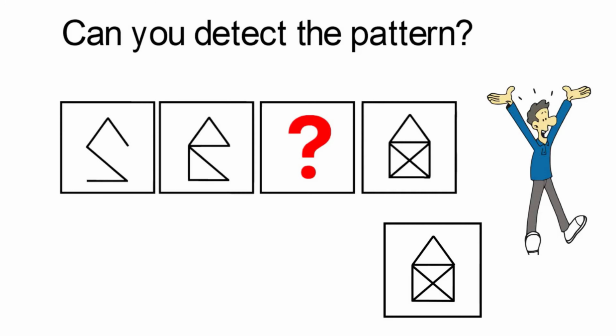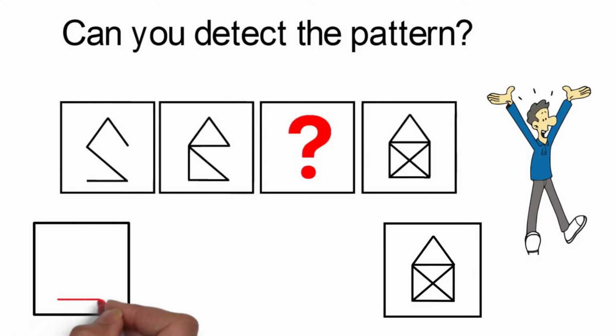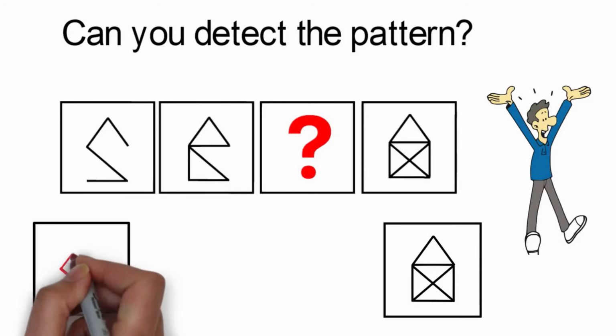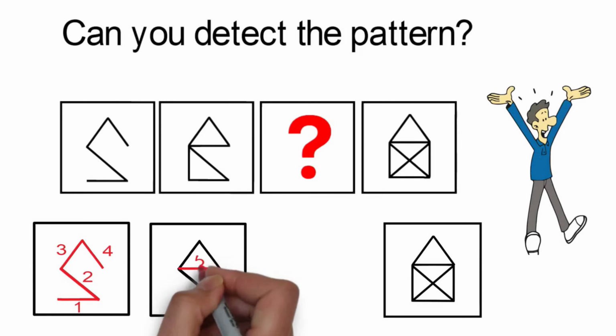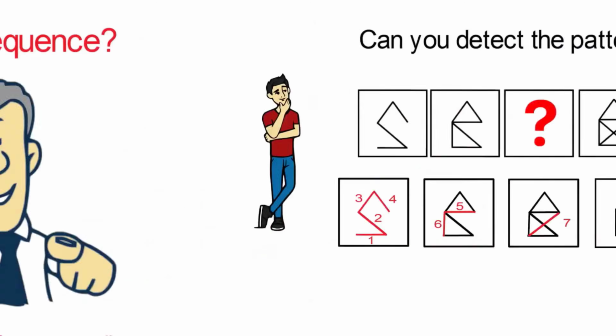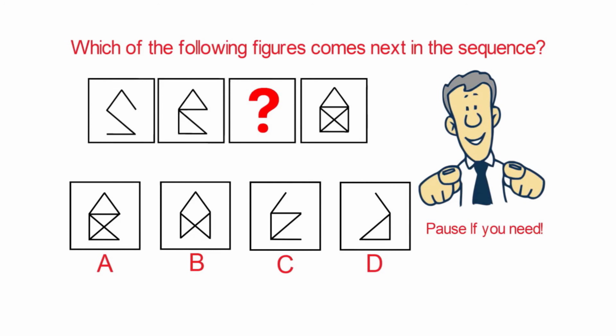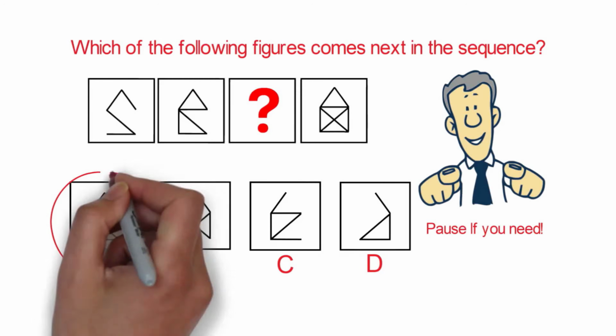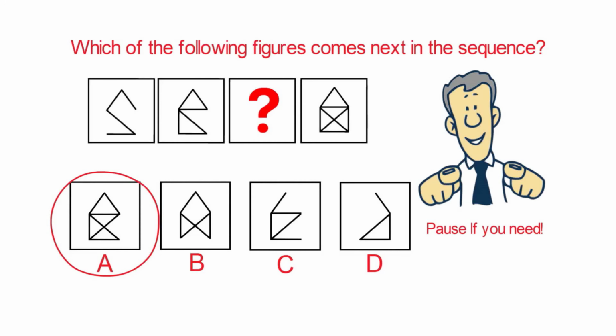Let's draw this house step by step. There are 8 lines in the final house. Let's draw all 8 lines one by one. 1, 2, 3, 4, 5, 6, 7, and 8. Now, having this information handy, we can go back to the original problem and easily see the solution. And the correct answer here is choice A. Hopefully you've nailed this question and now know how to answer similar problems on the test.